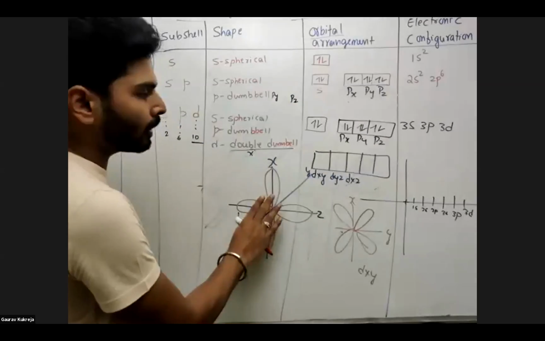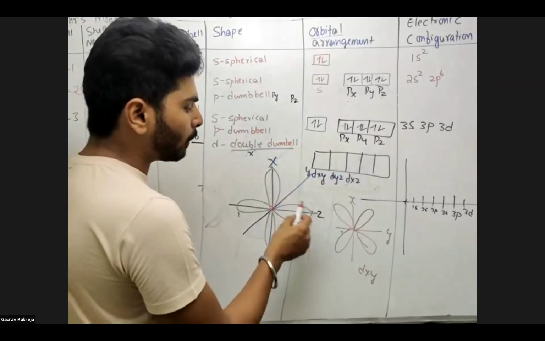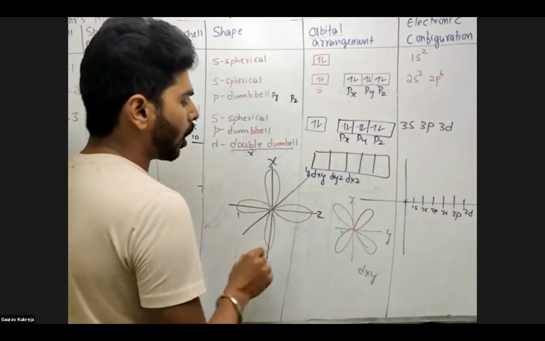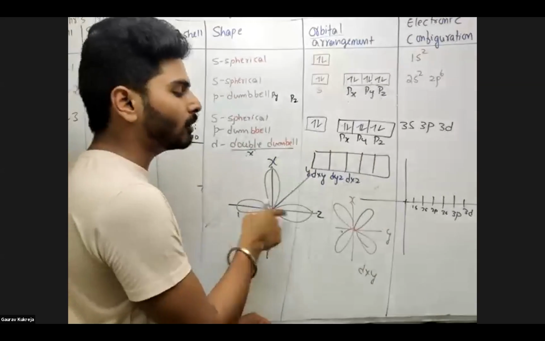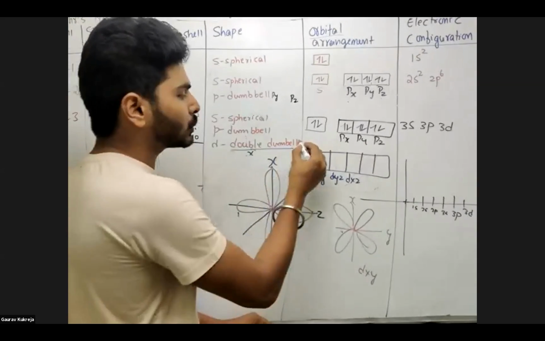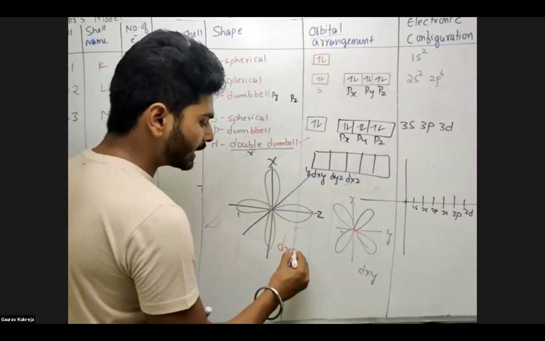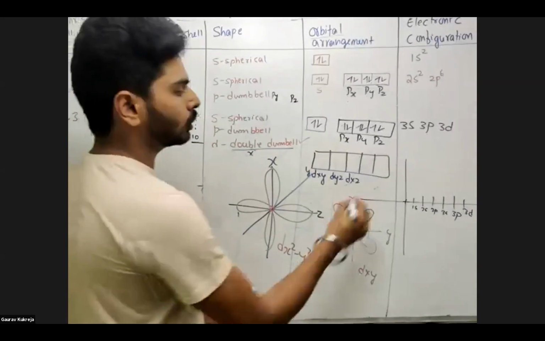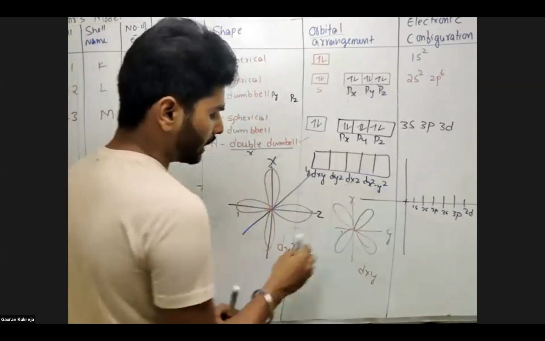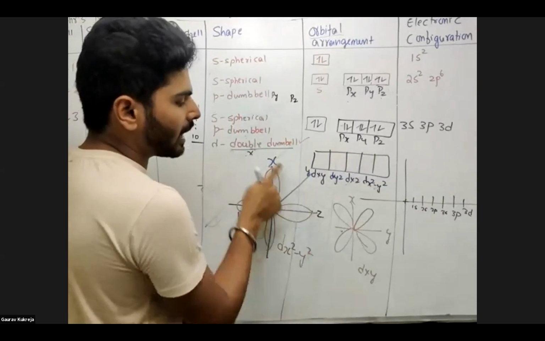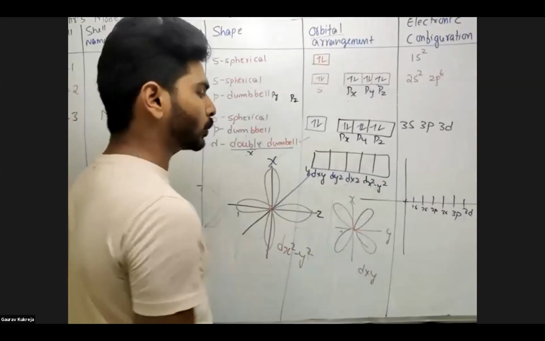Now don't expect 4 electrons. Their shape is double dumbbell. That means even if only 1 electron is present, it will be occupying all these places. If there are 2 electrons, definitely it will have this shape. Even 1 electron will also make it a double dumbbell shape. That's why D will be having double dumbbell manner. So this will be called dx square minus y square. So the 4th orbital you have to understand as dx square minus y square. See, x, y, z axes are involved here. So remember it in that way, dx square minus y square.